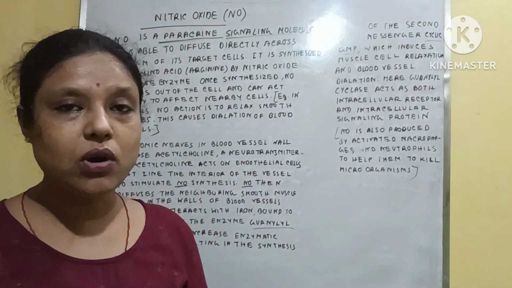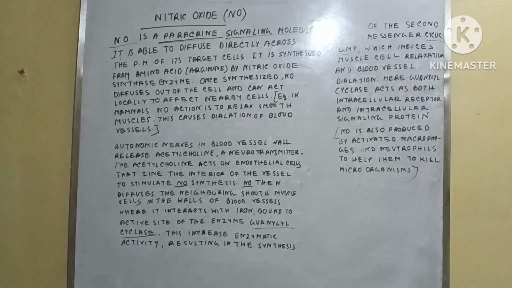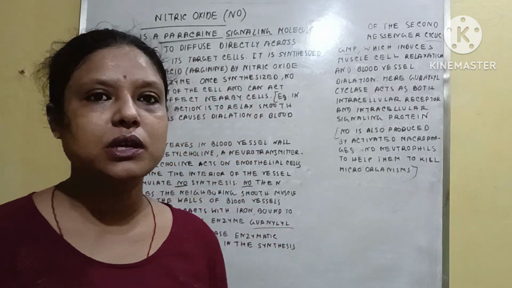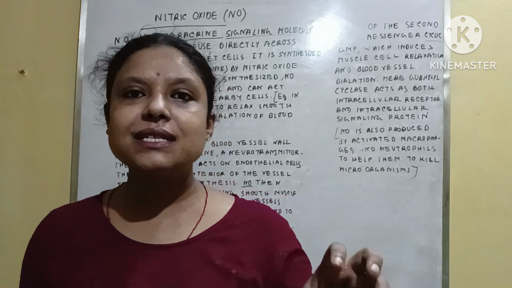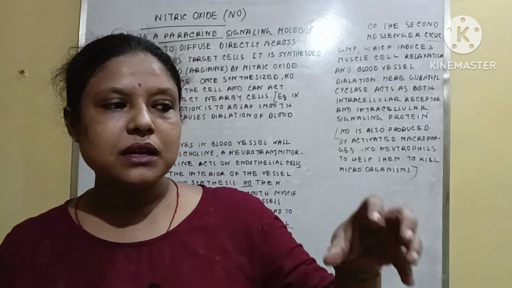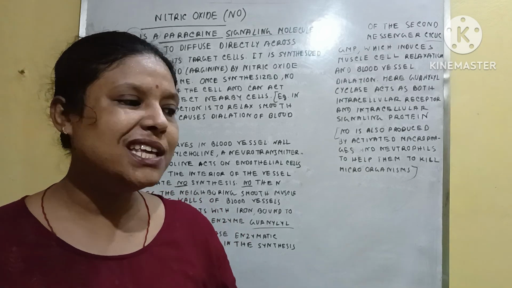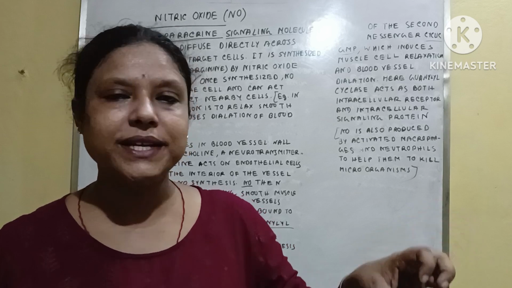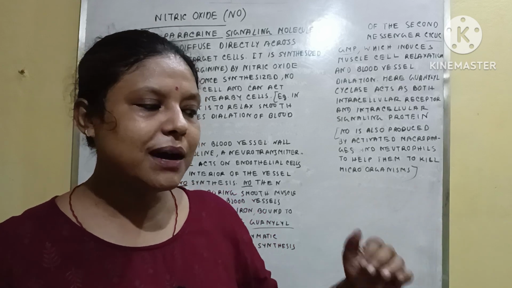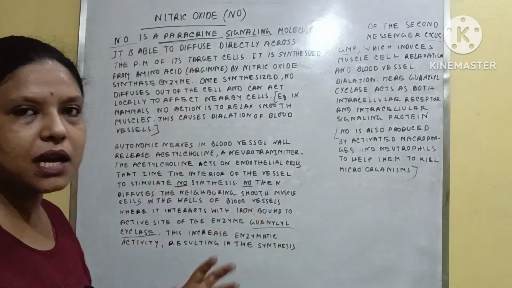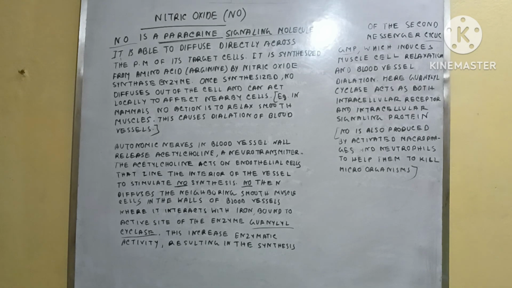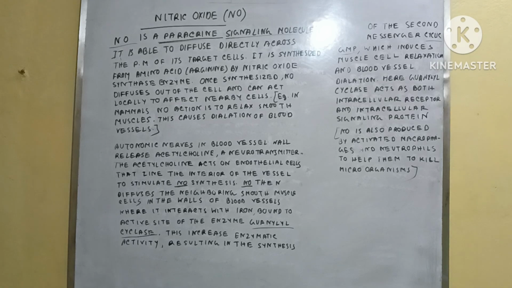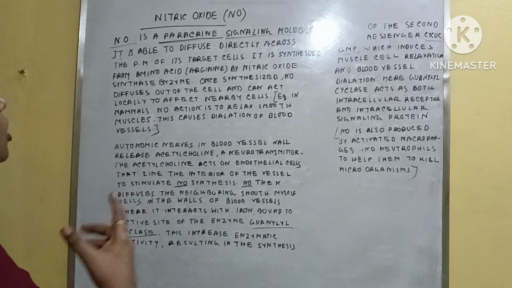How this nitric oxide acts as the paracrine signaling molecule. So paracrine signaling molecules are those molecules which act on the target cells that are closely located with the molecule's secretion. So these are called the paracrine signaling molecules. So NO, or nitric oxide, acts as a paracrine signaling molecule.